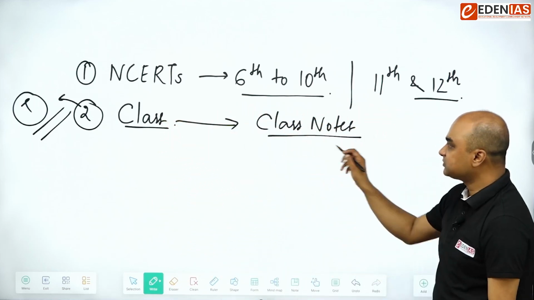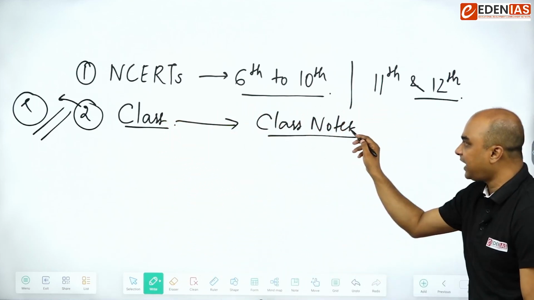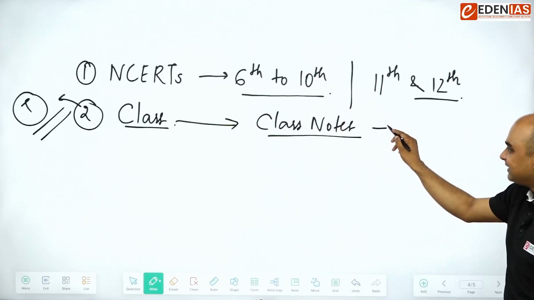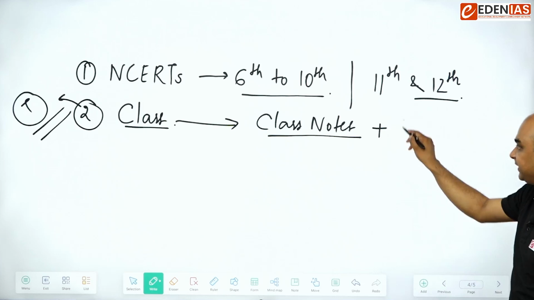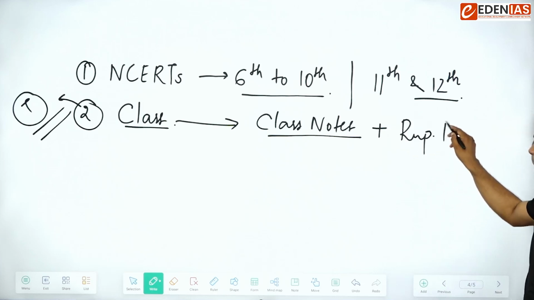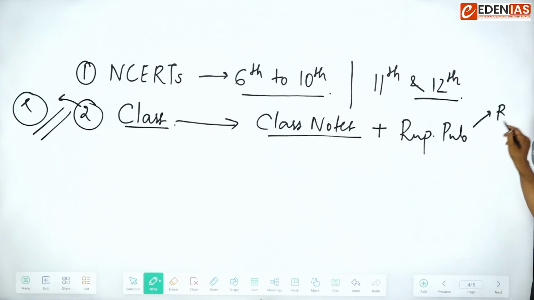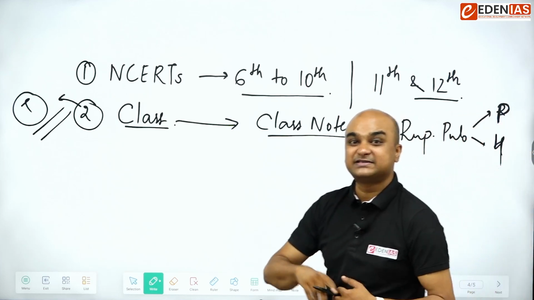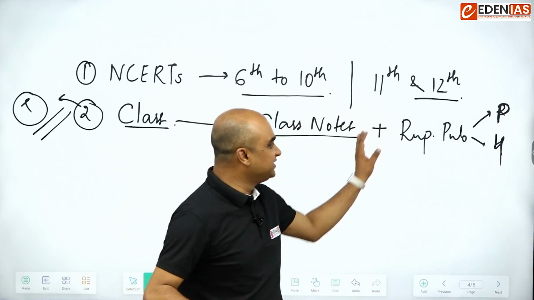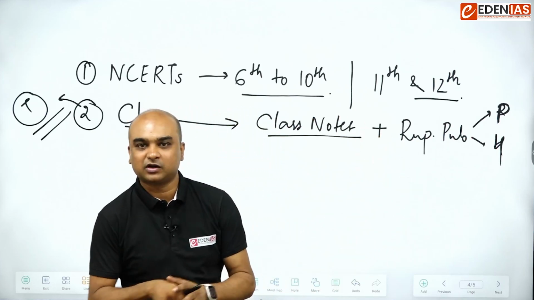Then you will have your class notes. Once you are reading your class notes, what I will suggest is that parallelly you pick those two books, Rupa publication Physical Geography and Rupa publication Human Geography. These two books you should start reading side by side, and try to read them page to page or cover to cover.